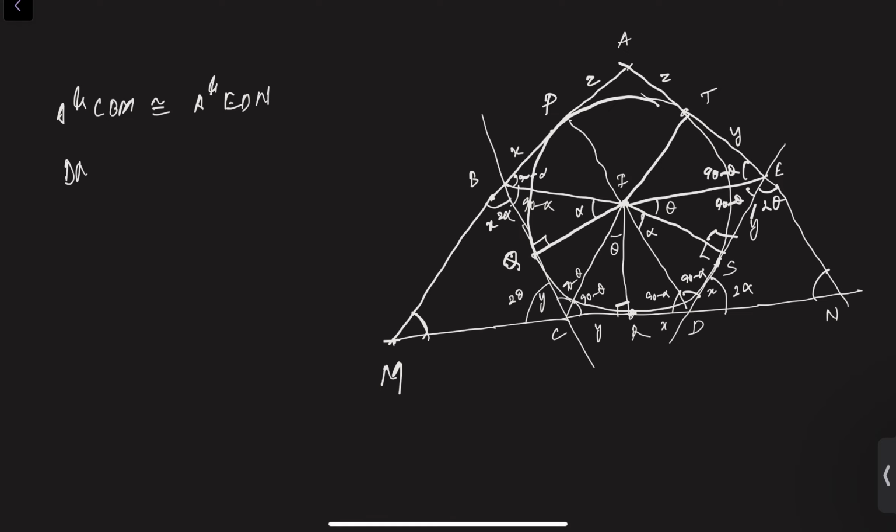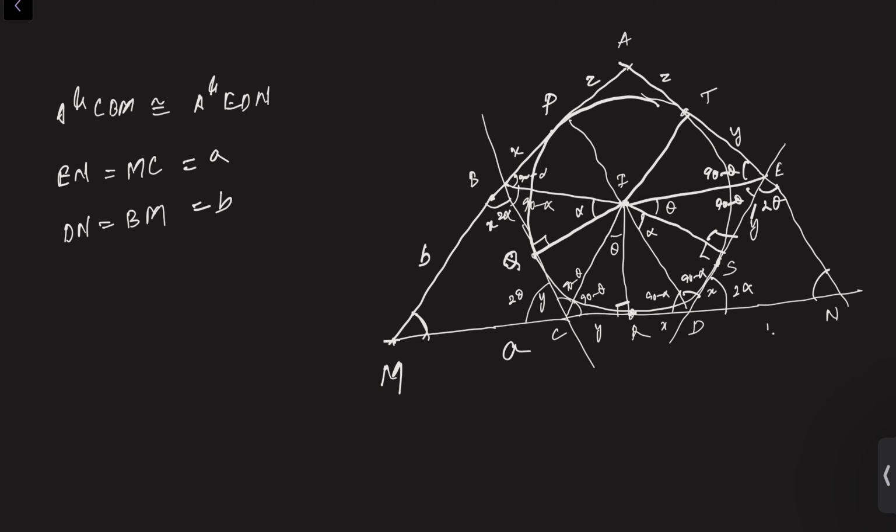If those two are congruent, this EN must be equal to MC, and this DN must be equal to BM. So if I take this thing as B, then this is A. So this will be A, this will be B, and this will be A. Now, since triangle AMN is isosceles, we have AN equals AM. So that means A plus Y plus Z is equal to B plus X plus Z.